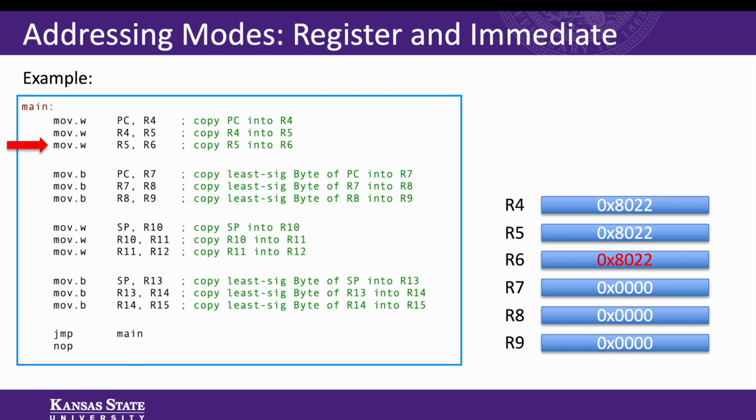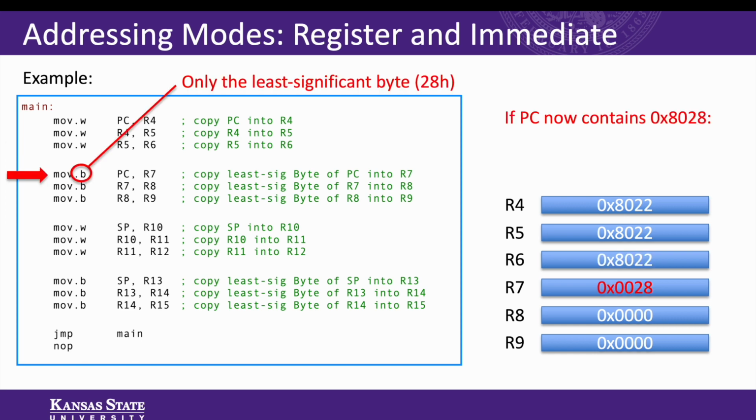Now I'm eyeing up that fourth move instruction, and this has the .b appended to the end of it, and so that's going to move 1 byte of the program counter. Let's suppose that the program counter now contains 8028 in hex. When we move just a byte, it moves the least significant byte, which in this case is 28 in hex, into R7. So you'll see in red towards the right, R7 now contains 0028, just the least significant byte. It does not contain 8028, which would be done with a .w appended instead of a .b.